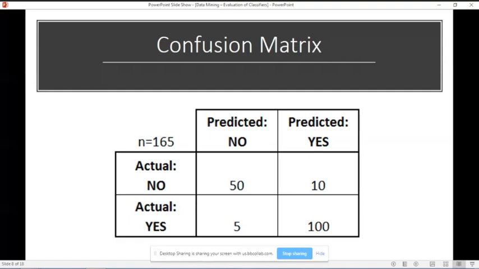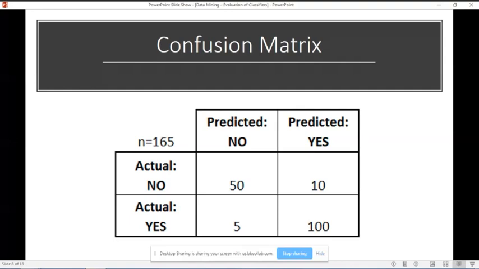So what can we learn from this matrix? Well, there are two predicted classes, right? Yes or no? If we were predicting the presence of a disease, for example, yes would mean they have the disease, and no would mean they don't have the disease.